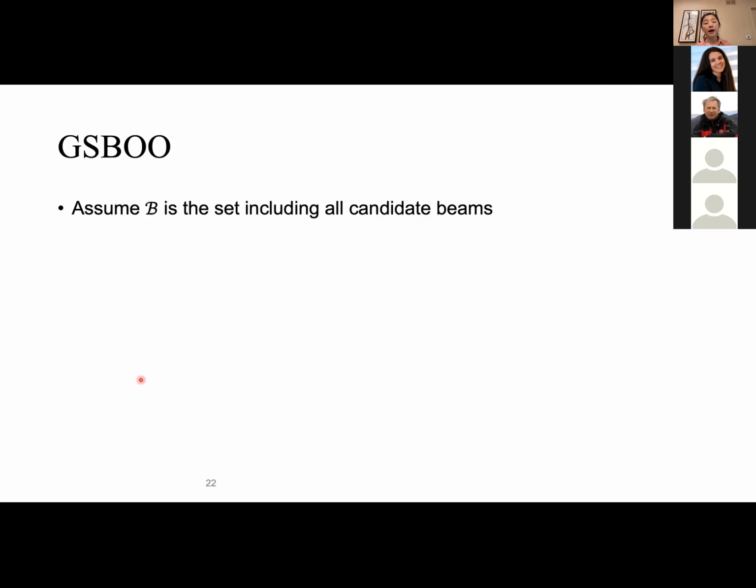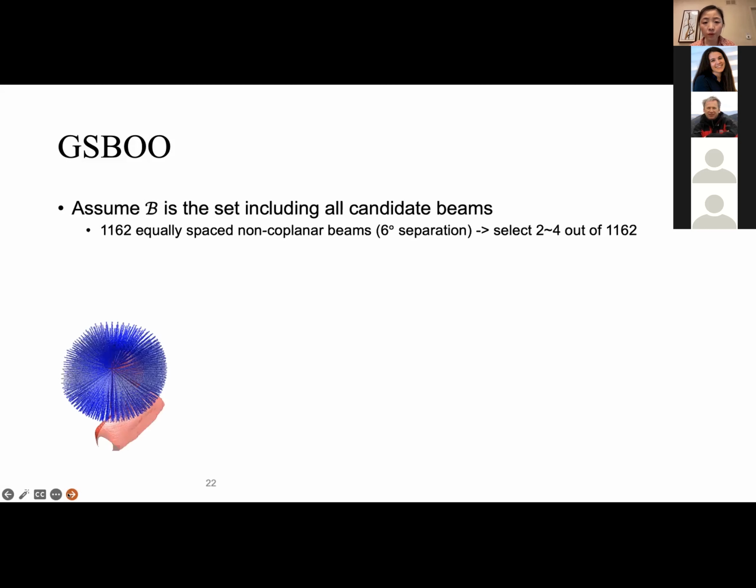Okay. Let's see how we can formulate this problem. Assume B as the set that includes all candidate beams, and if we assume these candidate beams are spaced 6 degrees equally in the entire 3D space, then we will get about 1,100 candidate beams in total. And our goal is to select 2 to 4 out of this 1,100. There might be some candidate beams that are not feasible, like having collision issues or passing through the patient body in a way that's not desired. And then we can exclude these non-feasible beams in this step.